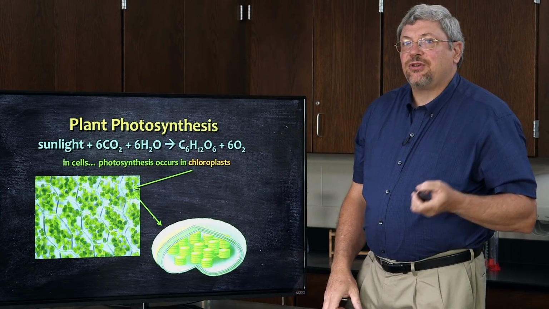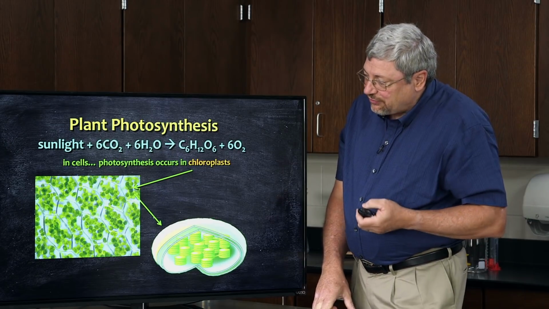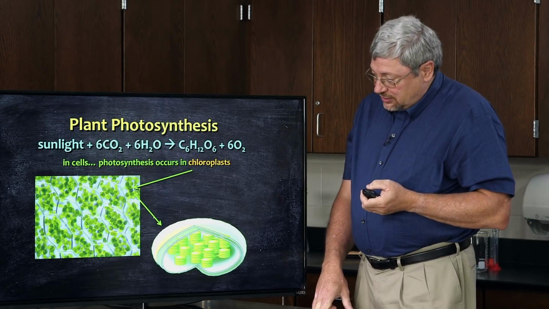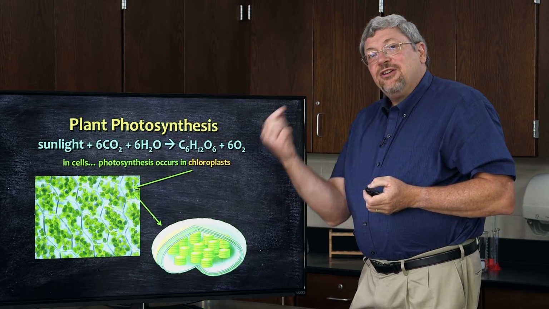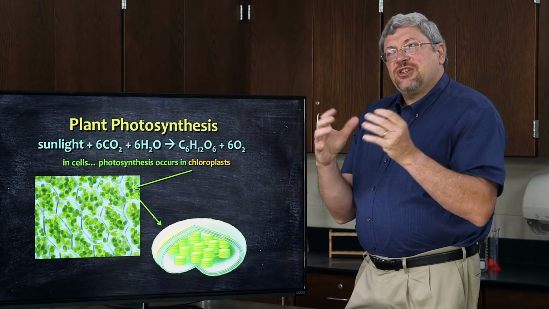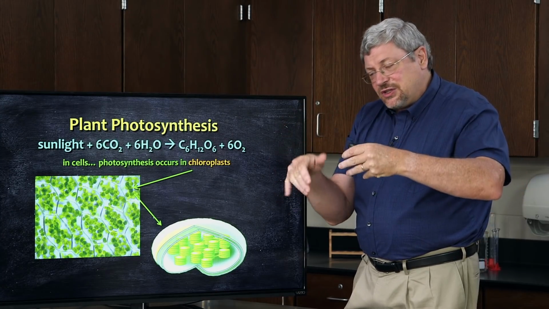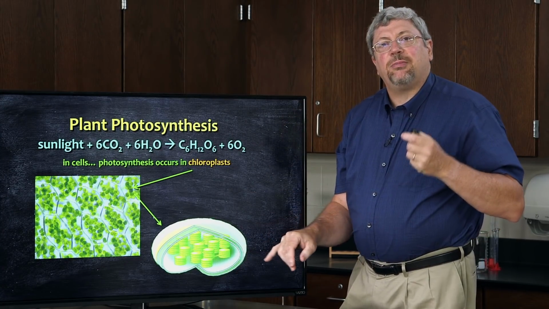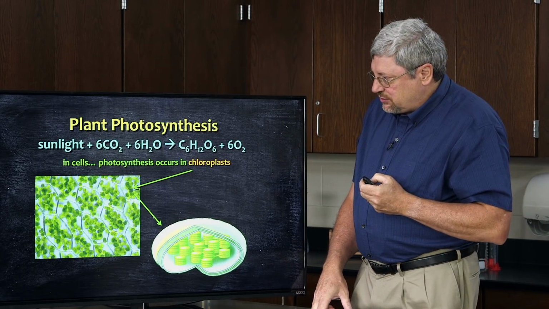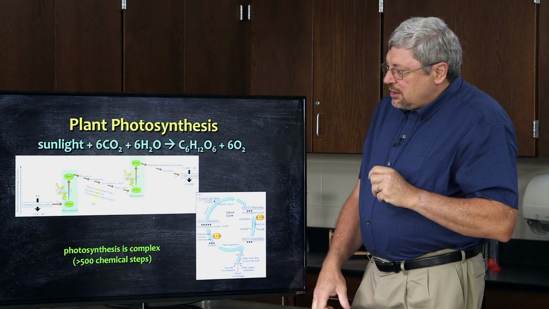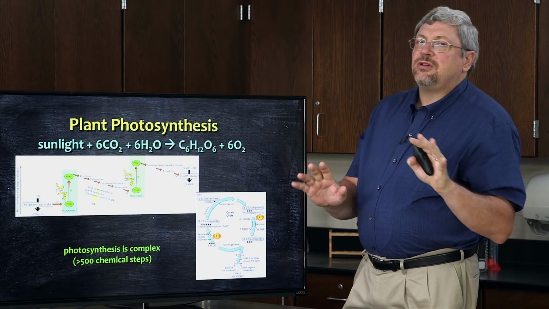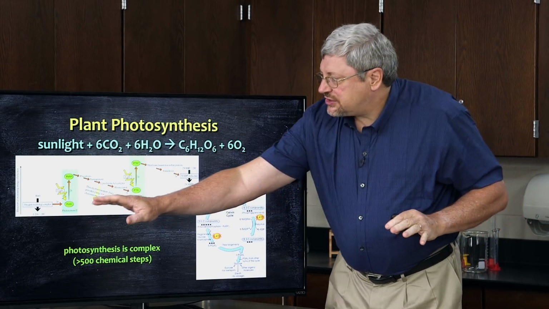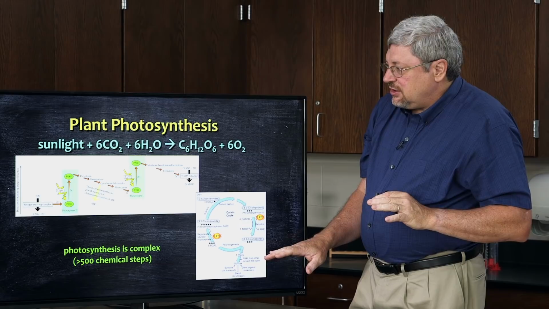Cells can have lots of chloroplasts in them. Some just have a few, but some can have hundreds of chloroplasts in the cell. And remember, photosynthesis doesn't occur in the cell as a whole. Photosynthesis occurs in these tiny little chloroplasts inside those cells. Now, this is an overview kind of picture of the steps of photosynthesis.